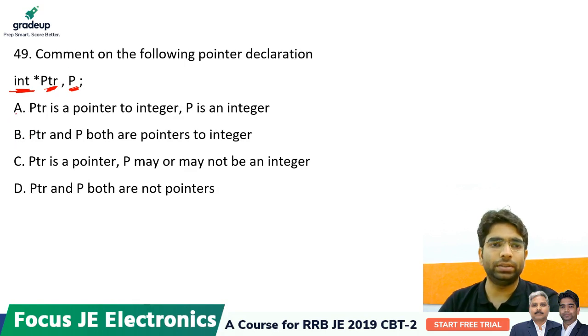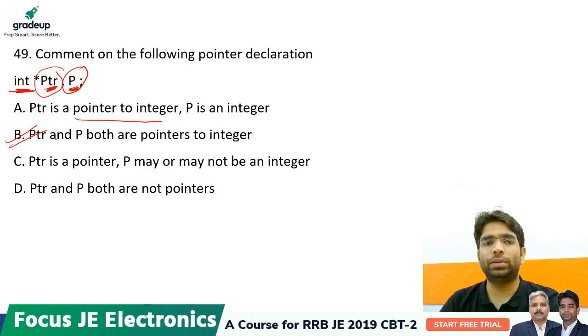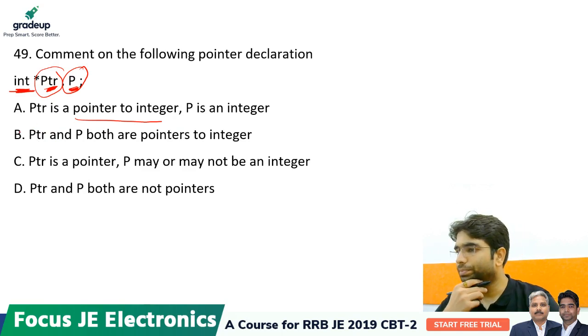PTR is a pointer. But this is also an integer. So better to go with option B, that is both are pointers. Yeah, better to go with option A. Star pointer.